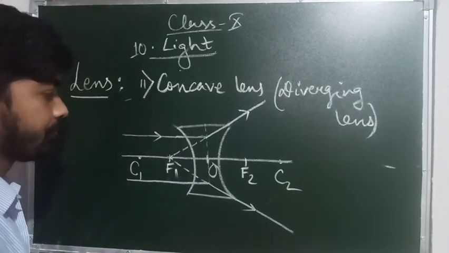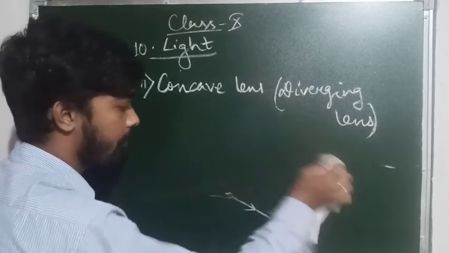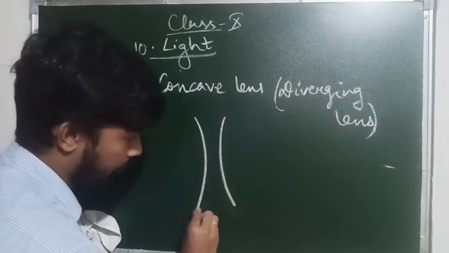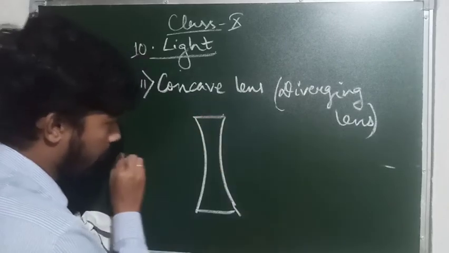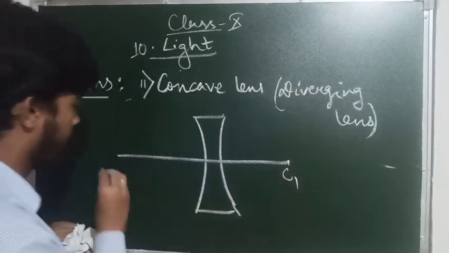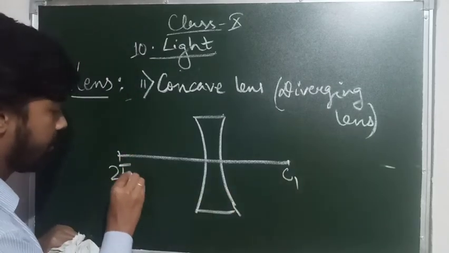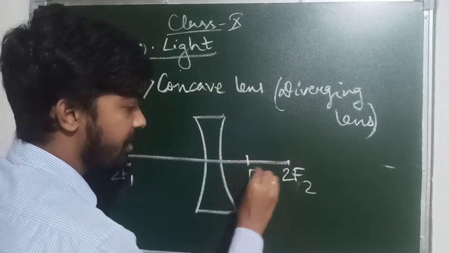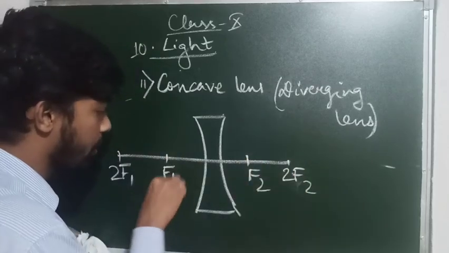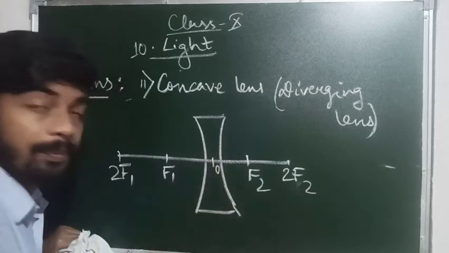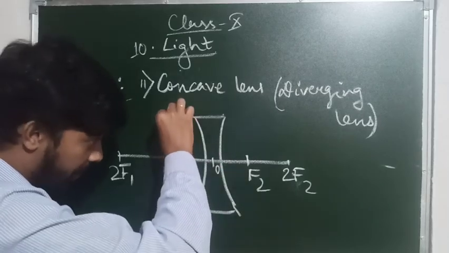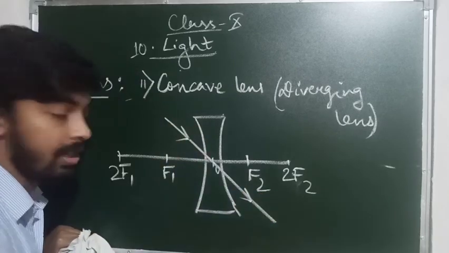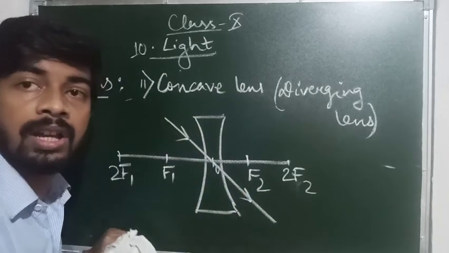Secondly, for this one also, here I am writing 2f1, this one I am giving as 2f2, focus number 2 and focus number 1. Then here is the optical center. Any light passing through the optical center goes without any deviation or refraction. It goes straight.